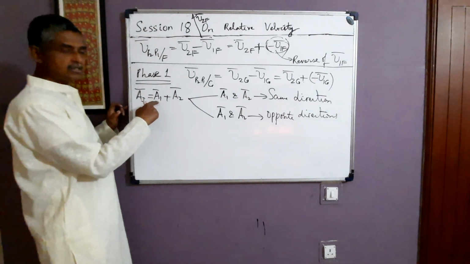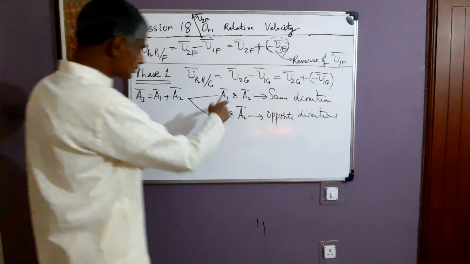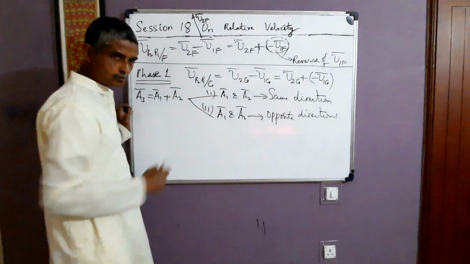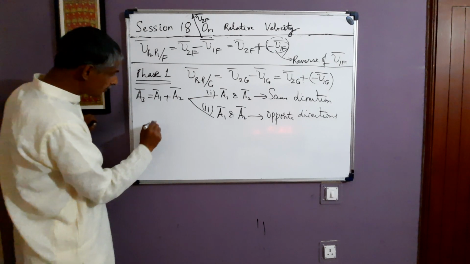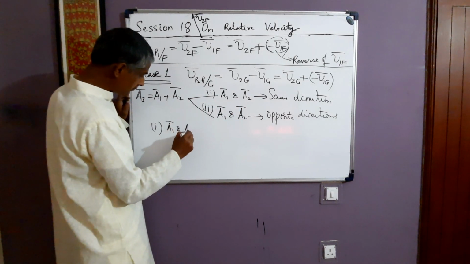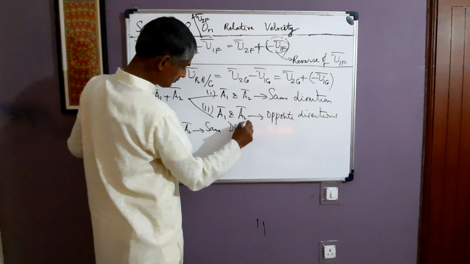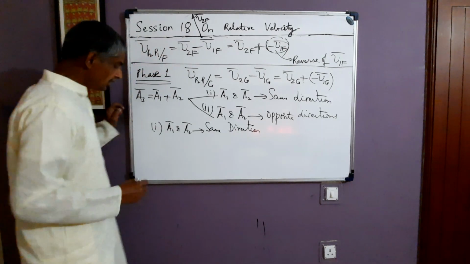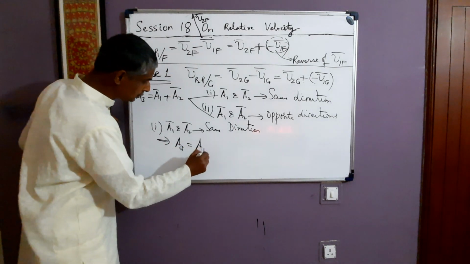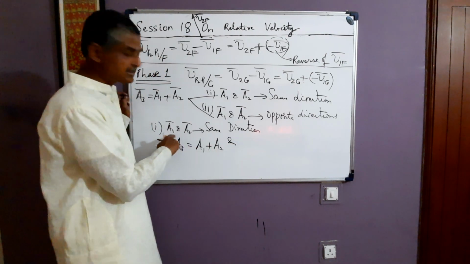And A3 is the vector sum of A1 and A2, so it is the resultant of A1 and A2. Fine. So this is the first case. Phase 1, case 1. If A1 and A2 have the same direction, in that case the magnitude of vector A3 will just be equal to A1 plus A2, and the direction of A3 will be the same as that of A1 or A2.